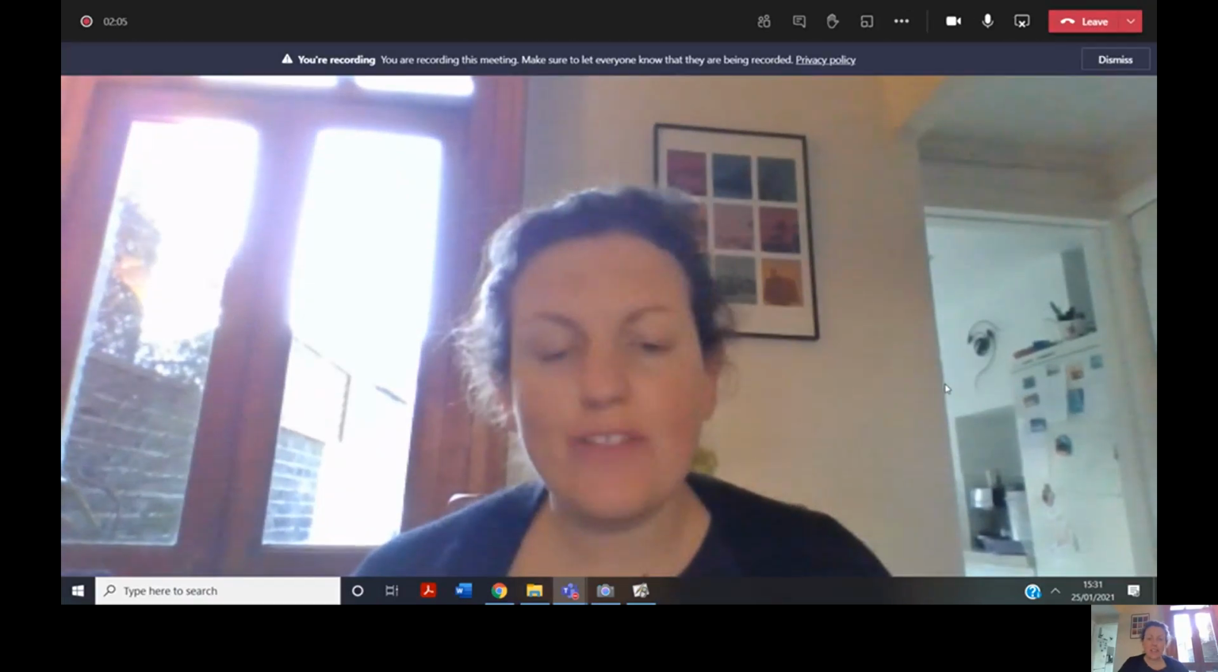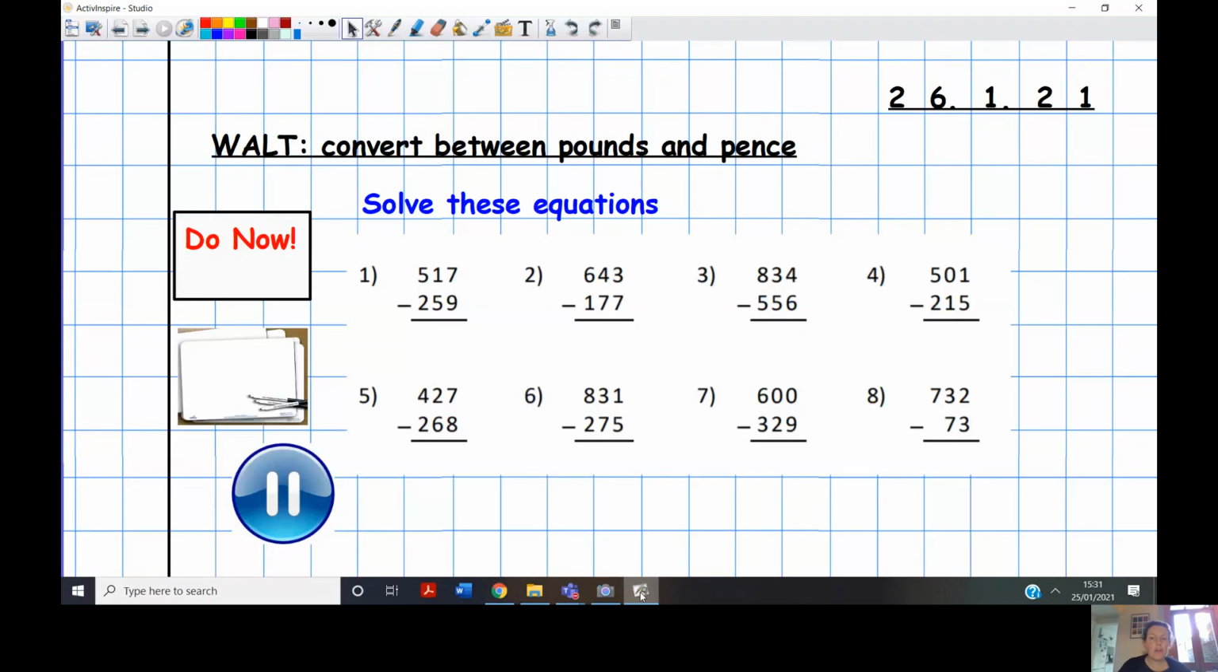So we're going to start off with our do now straight away. We're going to be looking at column subtraction. There will be regrouping from hundreds into tens and into ones. So complete the do now. Press pause to get started and press play when you're ready to check your answers.